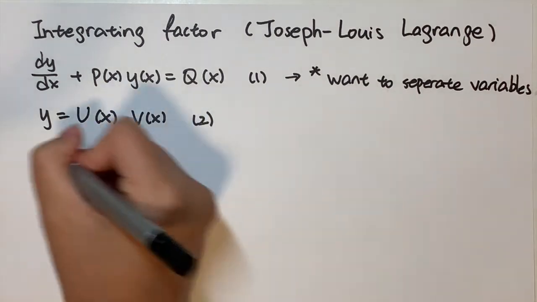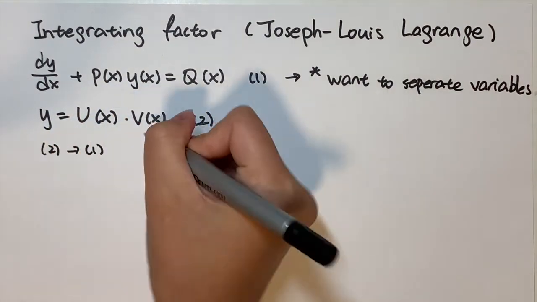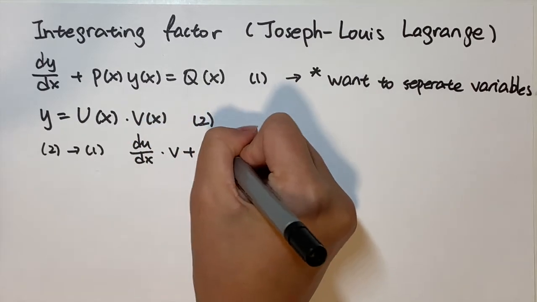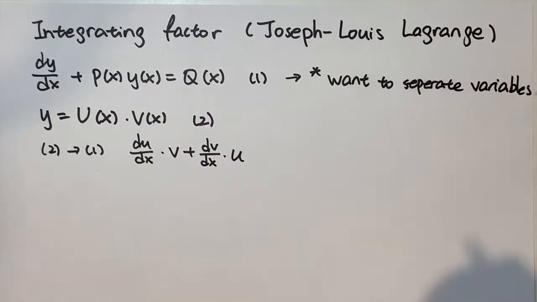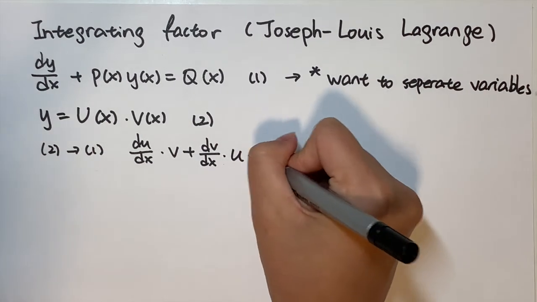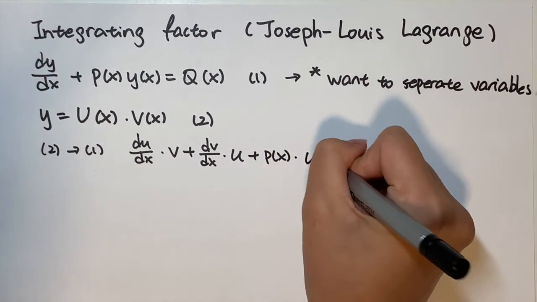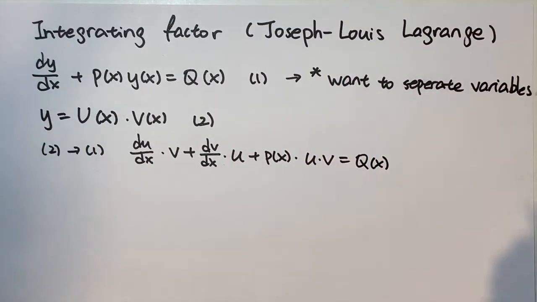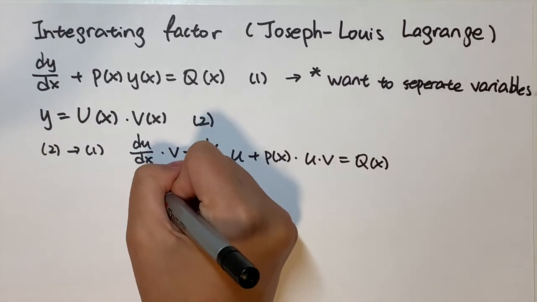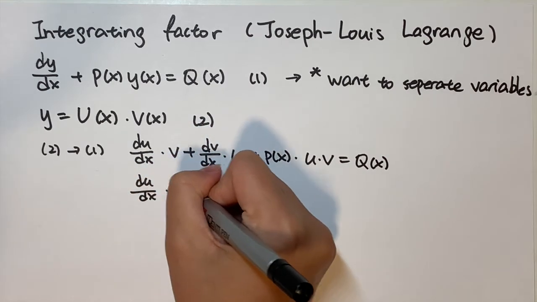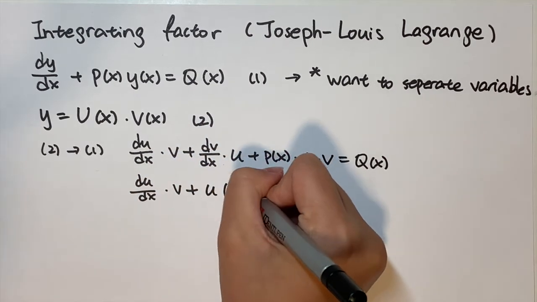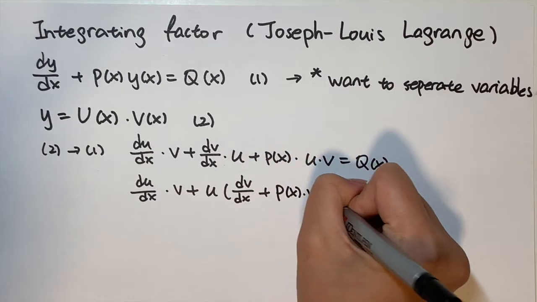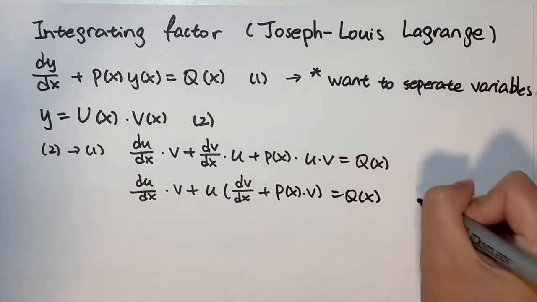And then we get du/dx times v plus dv/dx times u, which is dy/dx, plus p(x) times u times v, where u times v is y(x), equals q(x). Then we combine some similar terms and get du/dx times v plus u times (dv/dx plus p(x) times v) equals q(x). We mark it as equation 3.